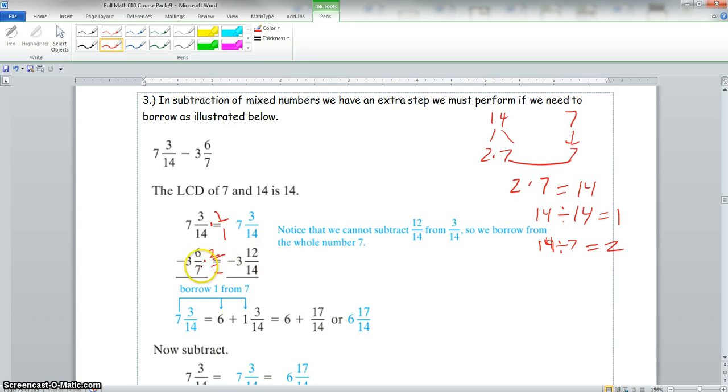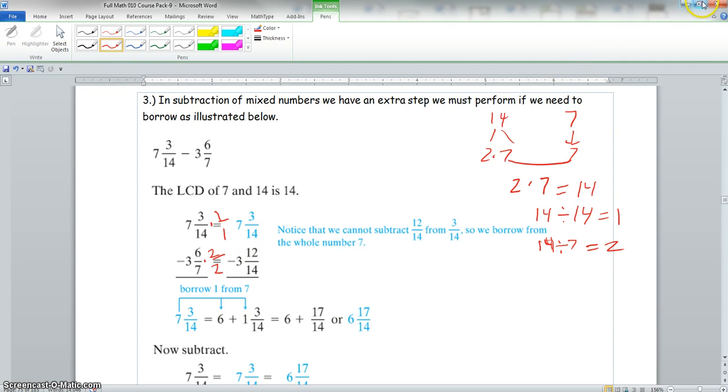6 times 2 is 12. 7 times 2 is 14. Now, what we have here is a situation. We have a fraction, and we're doing subtraction. We have a fraction down here at the bottom that's higher than the fraction we have here at the top. So we cannot take 12/14 from 3/14. That means we have to borrow.